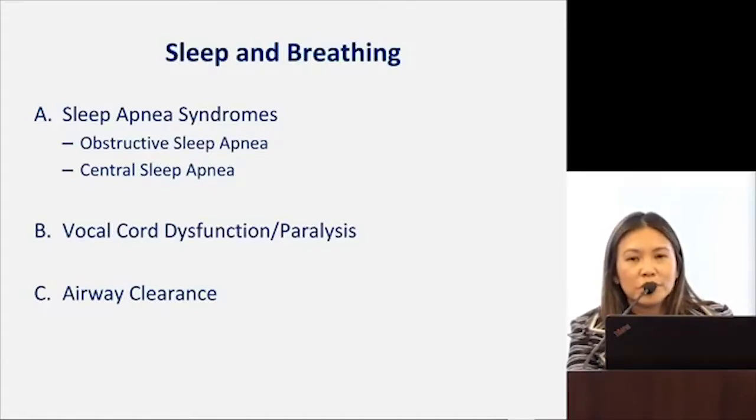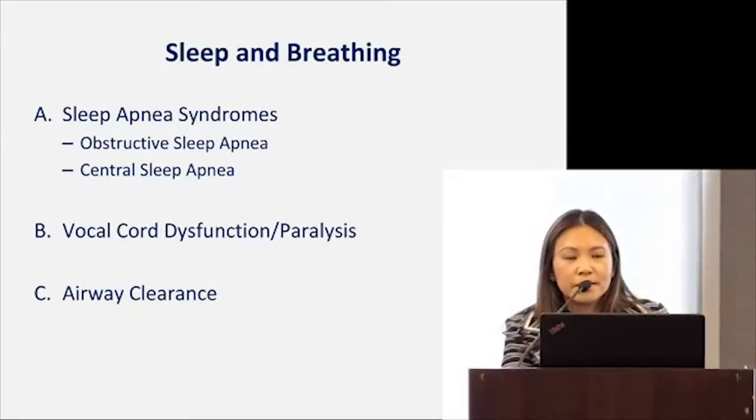Central sleep apnea will occur if the neurodegeneration affects the brainstem, and so it'll cause degeneration in the central respiratory control center, which can cause central forms of sleep apnea. Vocal cord dysfunction or paralysis is a huge problem. This is a category where patients can die suddenly, can die during the night, and so this is something that I'll talk about a little more.